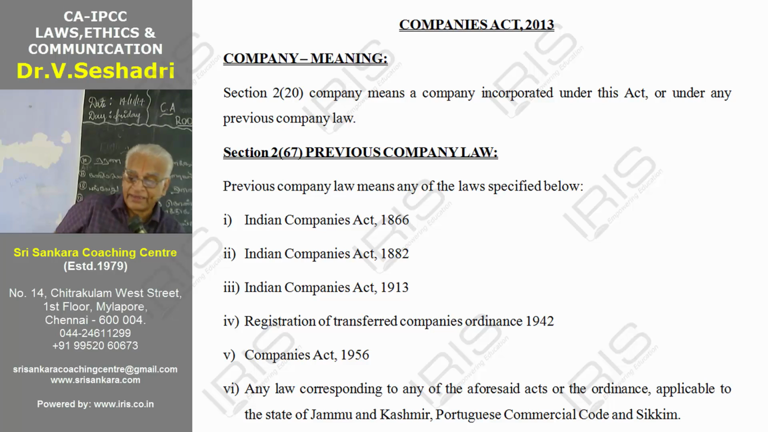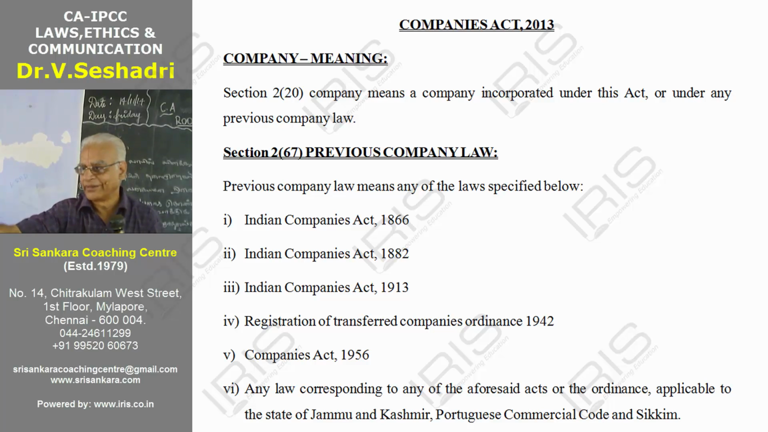3. Indian Companies Act 1913. 4. Registration of Transferred Companies Ordinance 1942. 5. Indian Companies Act 1956. If you don't include these companies under this legislation, then all these companies will not be recognized as a company under the 2013 Act. Imagine, company means a company formed and registered under this Act. If there is a full stop and 'under any previous company law' is missing, then all the companies which were incorporated prior to 13th August 2013 will become not companies.